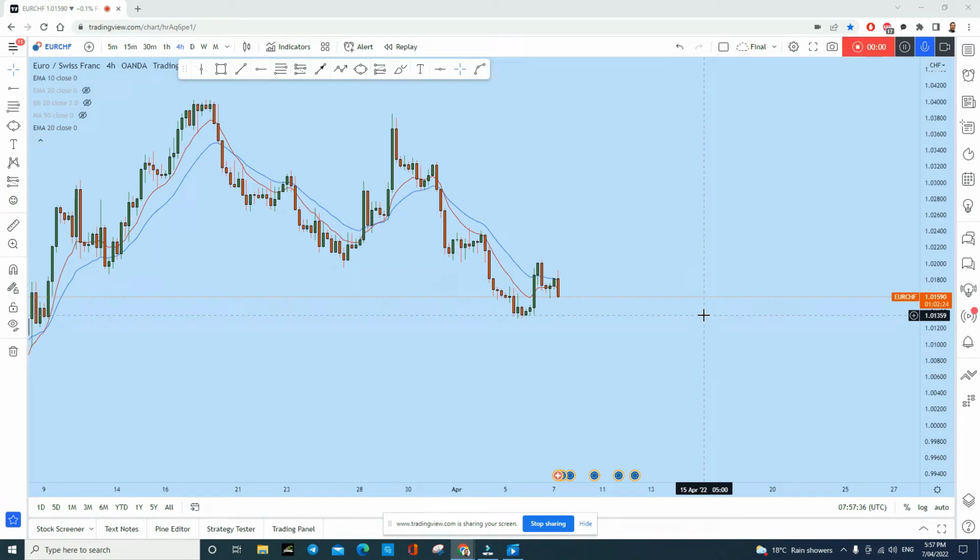What's up, traders? So let's do a complete multi-time frame analysis of Euro CHF. Let's find out what kind of trading opportunity we have in this instrument.